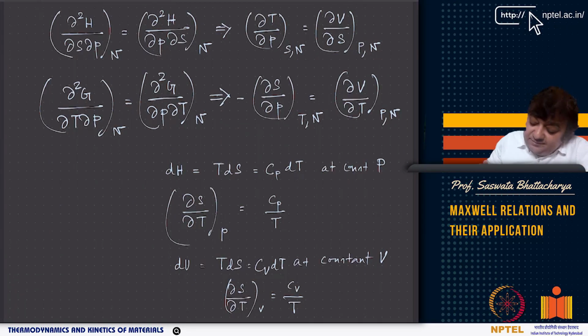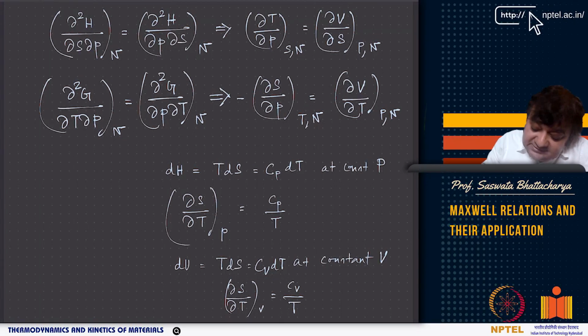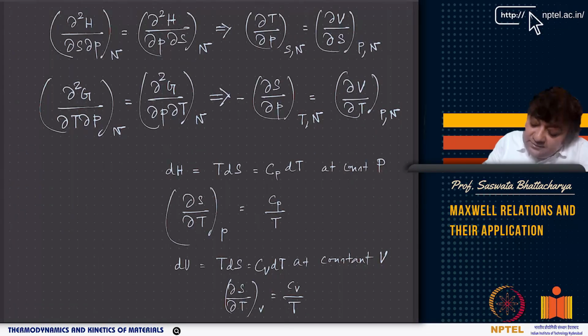Again, for example, for H you have S and P, so you can write del 2H del S del P equals del 2H del P del S, which gives you del T del P. Because del H del S is equal to T, del T by del P equals del H by del P, where del H del P is equal to V. So del S of del H del P is basically del V del S. So del V del S equals del T del P.